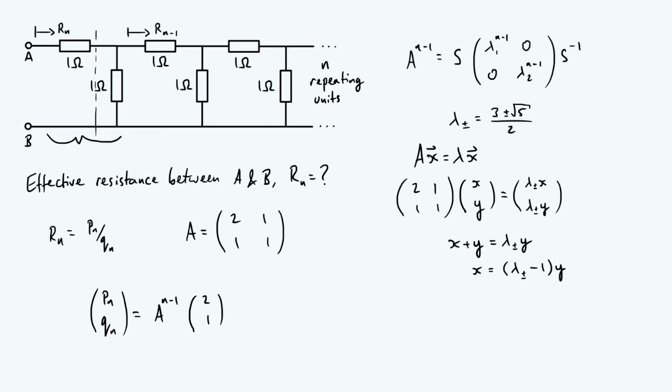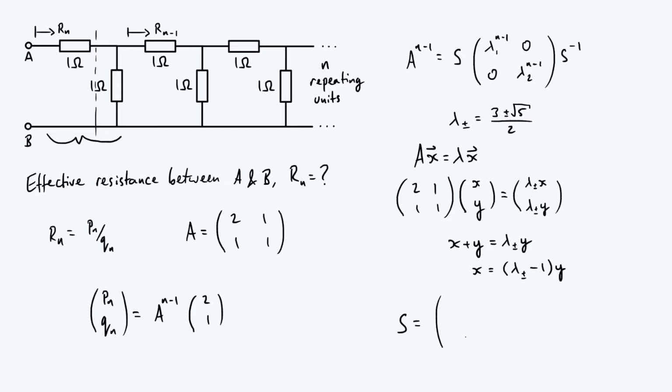So for each eigenvalue, lambda plus and lambda minus, we know how the x component of the corresponding eigenvector is related to the y component. So we can construct some eigenvectors and put them into this S matrix, which remember was the matrix whose columns are the eigenvectors of A. So we can write down that S is equal to, and we've got to keep the eigenvectors in the same order as the eigenvalues. So we can do lambda plus first and lambda minus second.